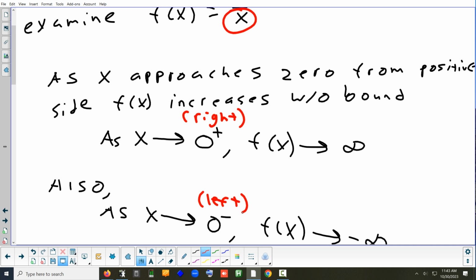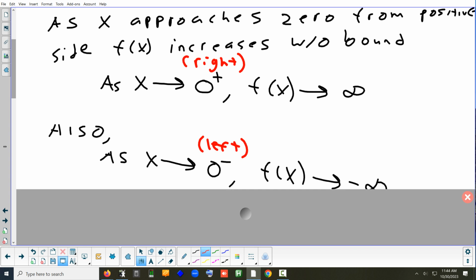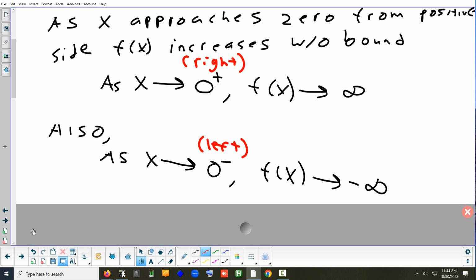Any question about which side is which? Okay, so one side it goes up, other side it goes down. Just depends on which side you're coming from.